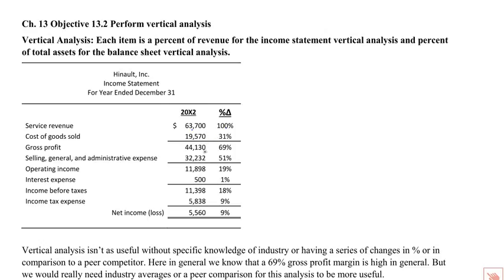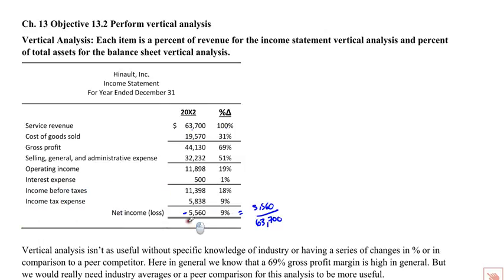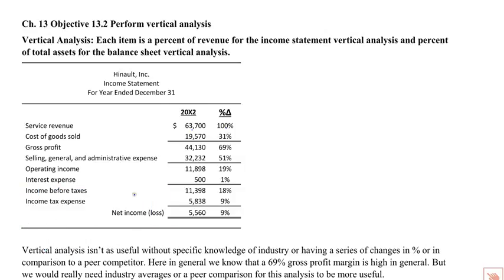19,570 cost of goods sold divided by 63,700 is 31%. All the way down, we take net income of 5,560. So 9% equals net income of 5,560 divided by 63,700. All right, and all that information together can be somewhat informative. It's much more informative, as we'll see in a little bit, when you compare it to peer or possibly to itself through time.